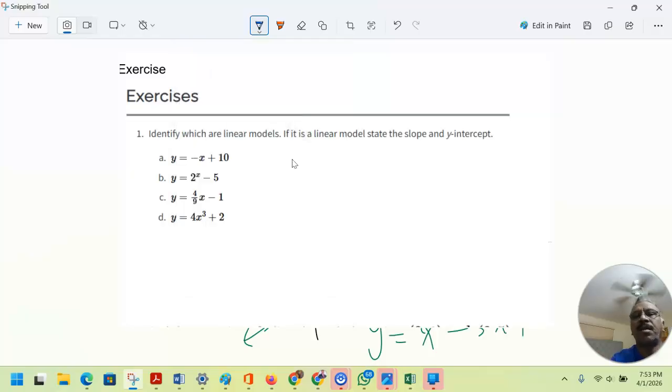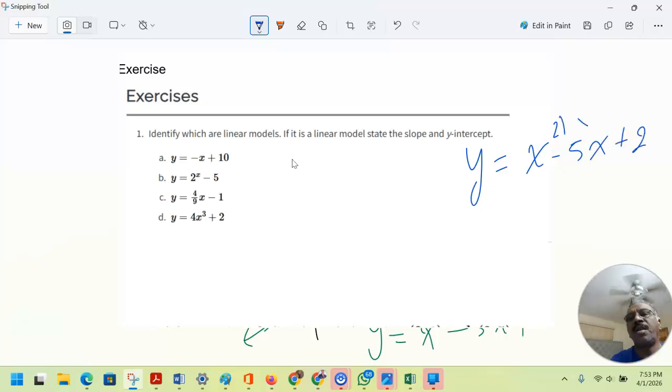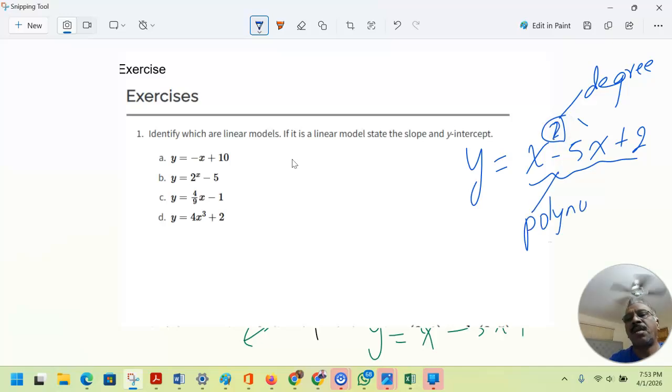let me write it. If we have y equals, let's say, x squared minus 5x plus 2, the highest degree here is 2, so that's the degree. The definition of the degree of a polynomial is the highest exponent. This is called a polynomial, and it has a special name in this case. It is called a quadratic function.